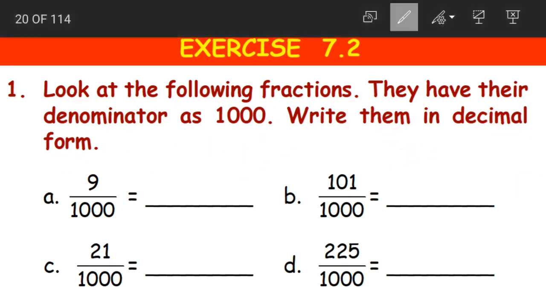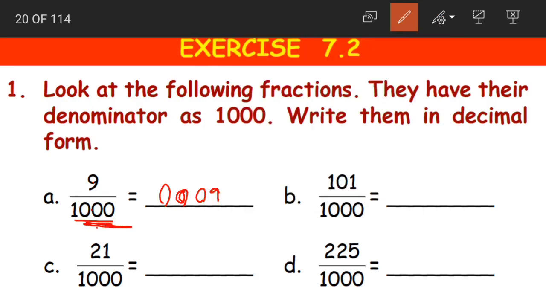Write them in the decimal form. Yes, coming to the first one, 9 by 1000. Here 1000 has 4 digits, so we have to make the numerator also a 4-digit number. 1, 2, 3. After adding 3 zeros to the left side of the given number, I now have a 4-digit number. Yes, children. Now where should I place my decimal point?